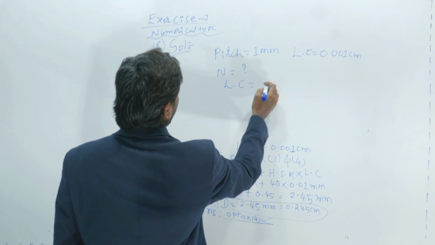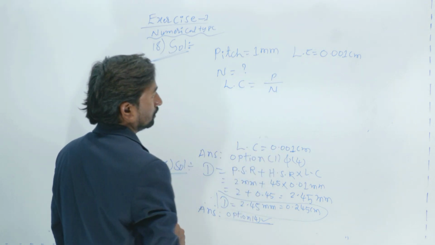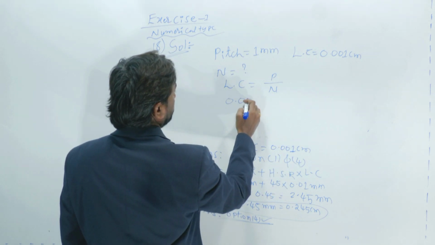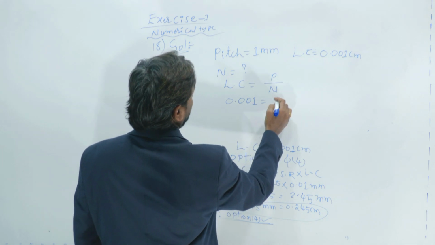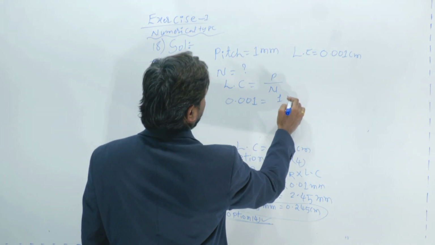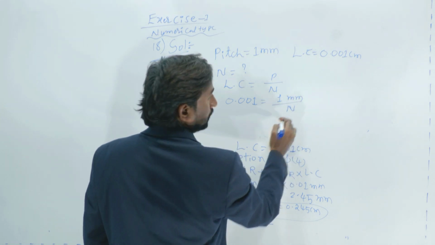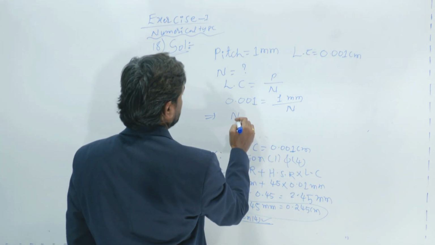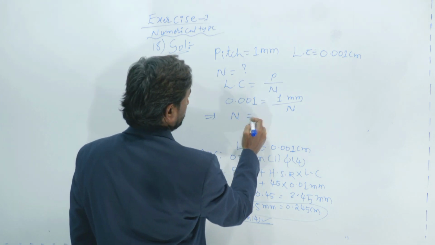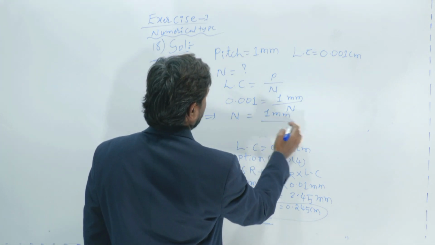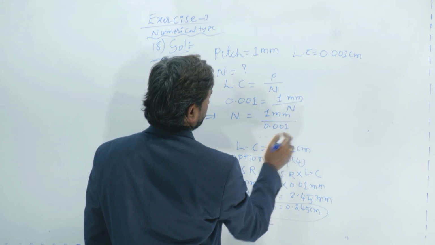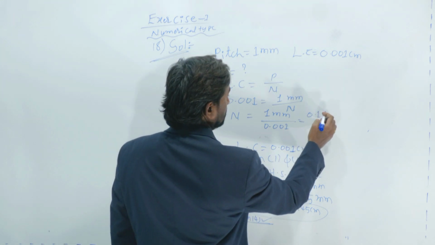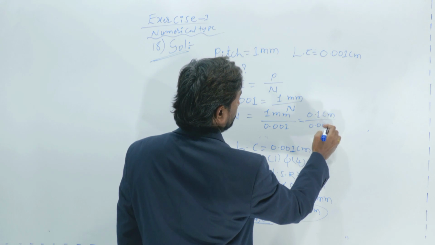Now we know the formula, least count is pitch divided by number of head scale divisions. So they are asking here n. The least count they have given is 0.001 centimeters, and the pitch is 1 mm, 1 millimeter divided by n. Now send n this side and send 0.001 that side, we will get 1 mm divided by 0.001 centimeters. So convert this also into millimeters, we can write here 0.1 centimeter, divided by 0.001 centimeters.